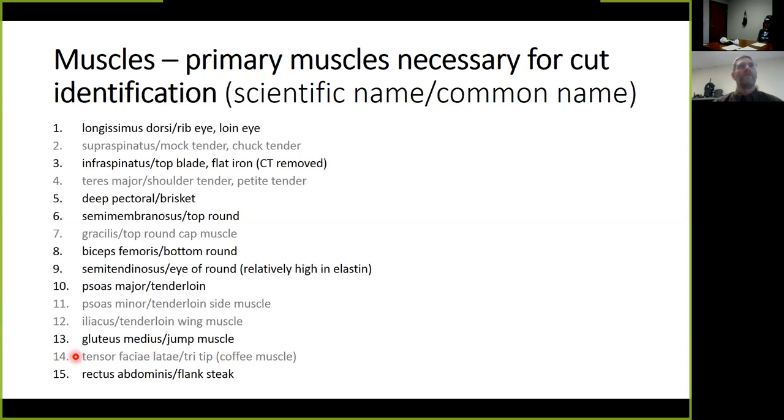Now, the last one is the rectus abdominis. That's the flank muscle. And these muscles are named for their location, they're named for their function, they're named for where they insert or where you find them attached to the bone, and that's how most muscles are named.